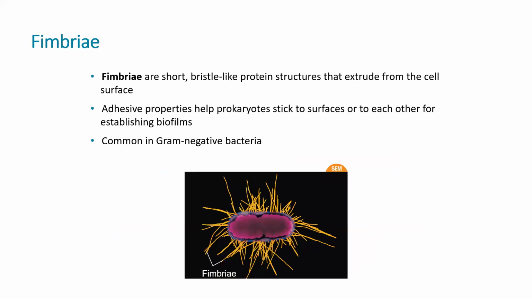All right, moving on to fimbriae. These are short, kind of bristles, and they come out of the cell. They look like hairs. They're oftentimes used for adhesion. They allow microbes to stick to surfaces. They are useful in establishing biofilms. They're pretty common in gram-negative bacteria.